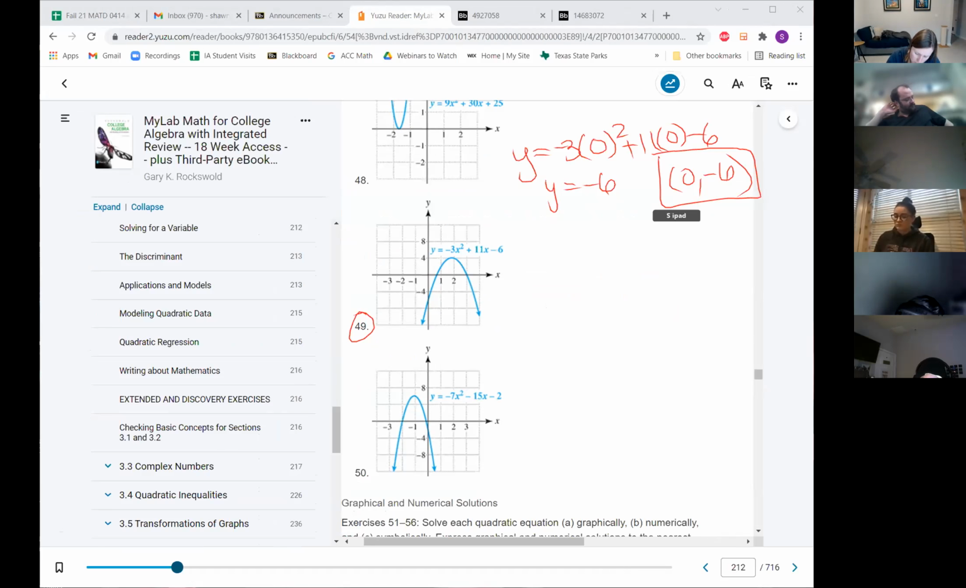Okay, and then for x-intercept? I did the quadratic formula. Oh, it didn't factor nicely? Oh, I didn't even try to factor it. I just went straight to the formula. Okay.